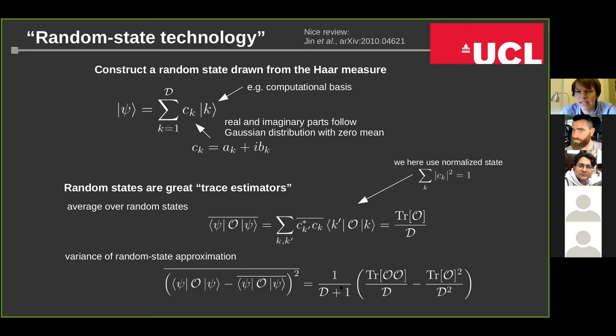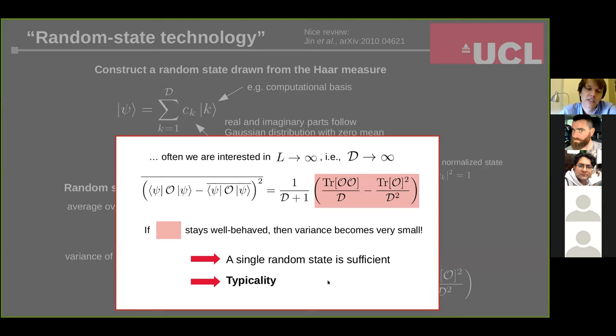So let's have one more look at this expression here for the sample to sample fluctuations. As I've said before, usually you're often interested in large systems. So your Hilbert space dimension also becomes rather large. Then due to this pre-factor, 1 over Hilbert space dimension plus 1, this number will typically be rather small. So if you increase your system sizes, the sample-to-sample fluctuations become very small. However, we have to be a bit careful. We also have the second term here, which is basically the spectral variance of your operator O. And this also should stay well-behaved when you go towards the thermodynamic limit.